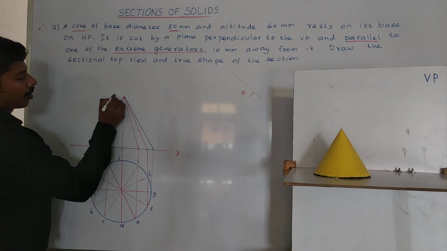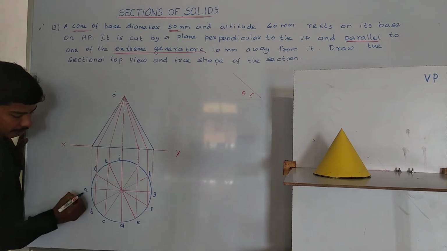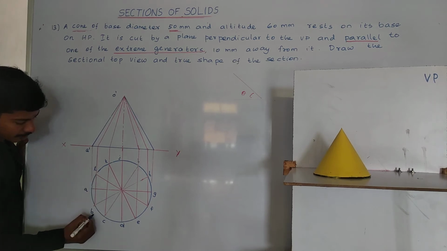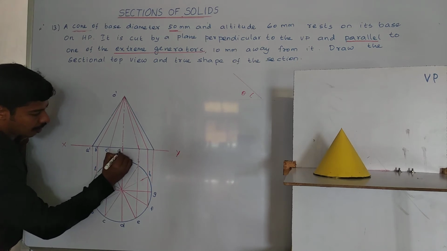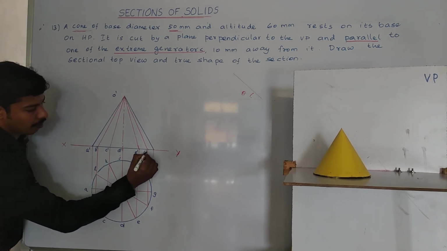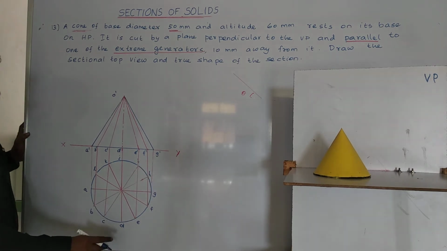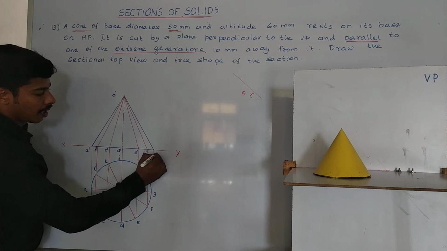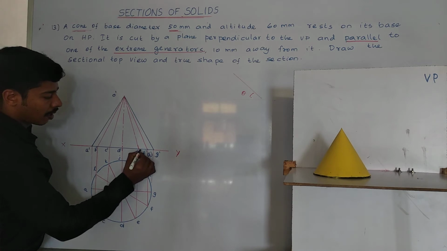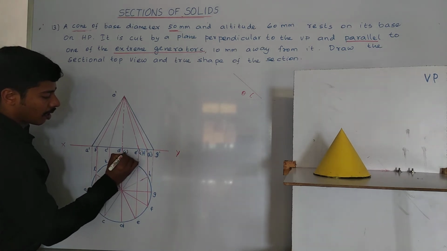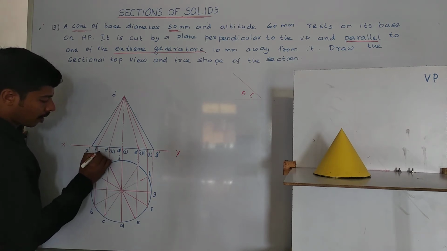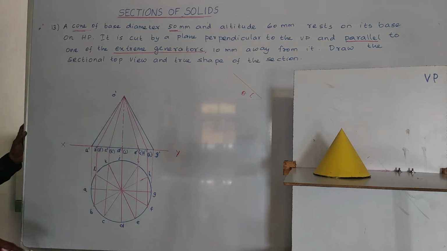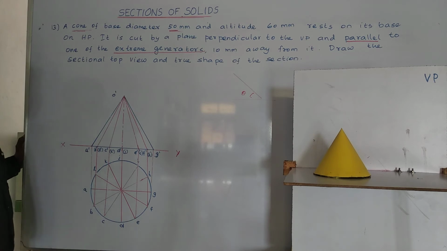In the front view, this is O dash. This point is A dash, B dash, C dash, D dash, E dash, F dash, and G dash, then L dash. All these points are marked in this.